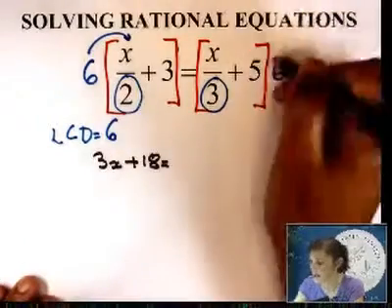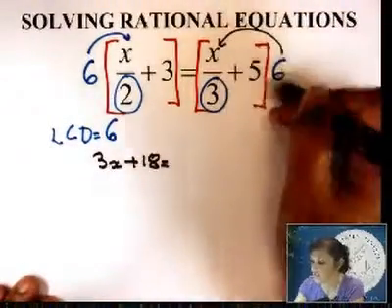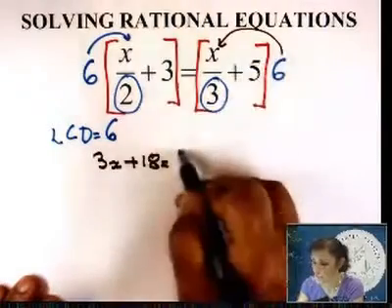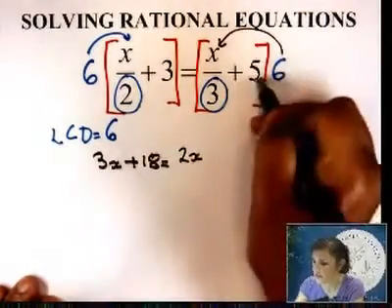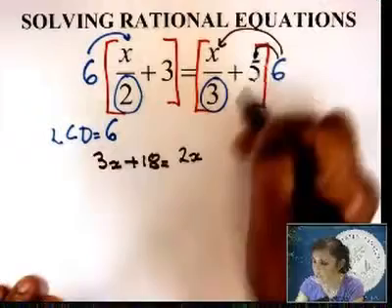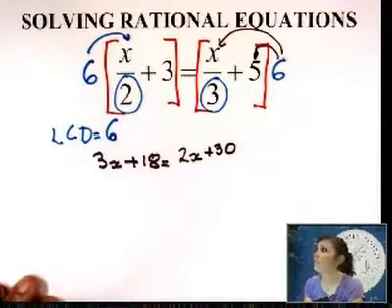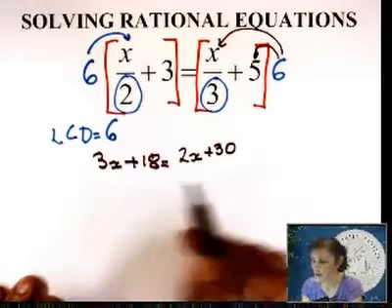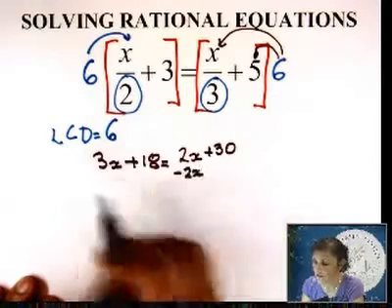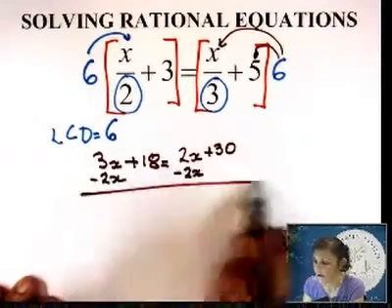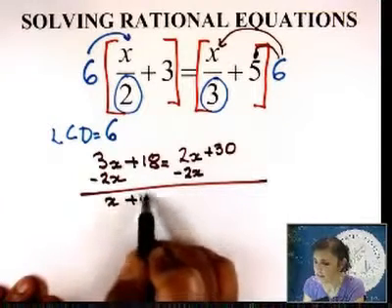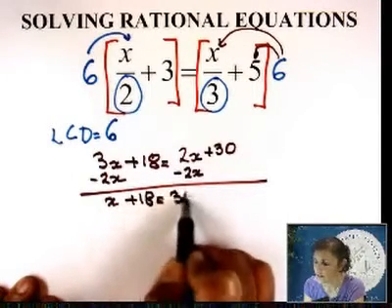On the right-hand side, you do the same thing. 6 divided by 3, that's 2 times x. And there's nothing in the denominator, so you go 6 times 5, that's 30. Now, you have a beautiful equation without fractions. Take out 2x. You have x plus 18 equals 30.